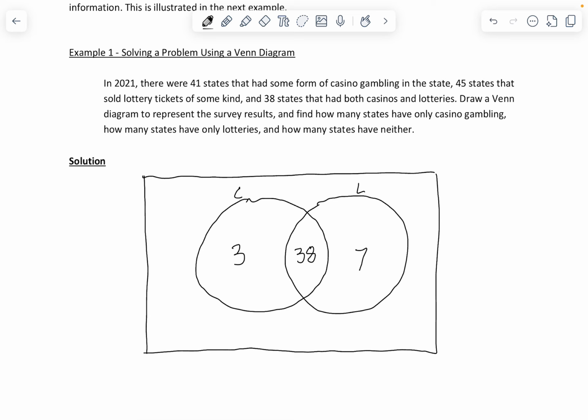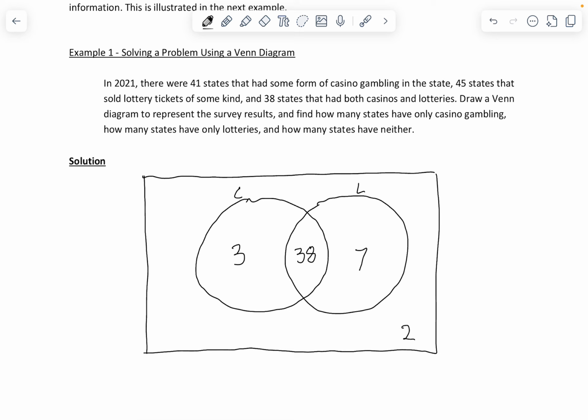Okay. All right, so how many states are accounted for? So we just add up the numbers in the 3 regions, and we have 3 here, plus 38, that's 41, plus 7, that's 48. So we've accounted for 48 states. So that means there are 2 left, which we would put out here, outside the circles, right? Because all of the numbers in all the regions have to add up to 50 so that we can account for all 50 states.